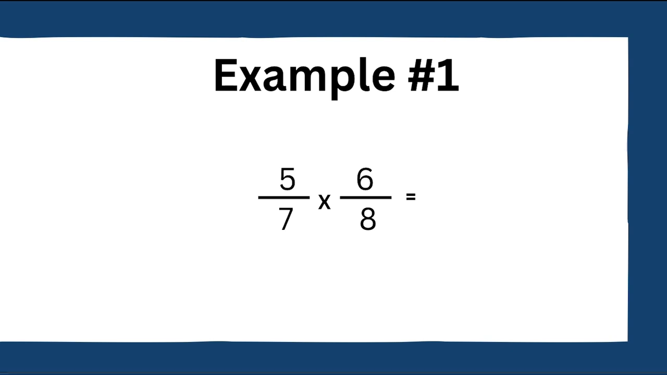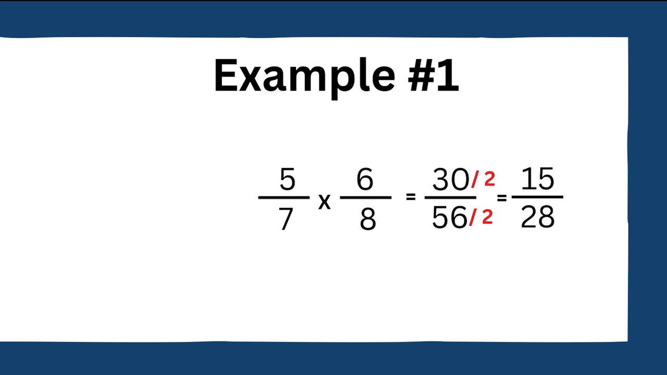So now, putting that into action, I'm going to do 5 times 6, and I get 30. And now I'm going to do 7 times 8, and I get 56. Now I can simplify this fraction, and I'm going to do so by using their greatest common factor, which would be 2. So dividing the numerator and denominator by 2, I get 15 over 28, and that is my simplified fraction. It cannot be simplified any further, and it is an improper fraction now.